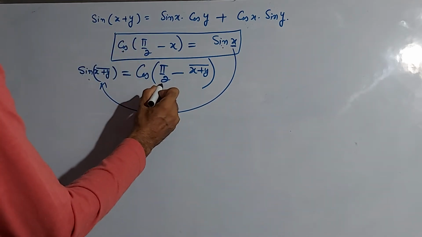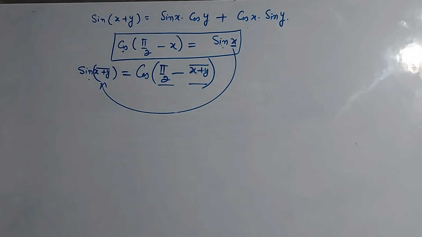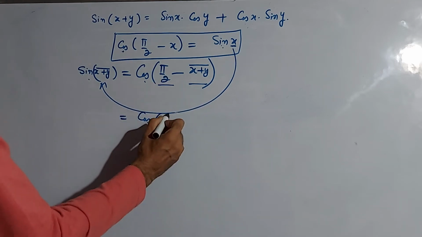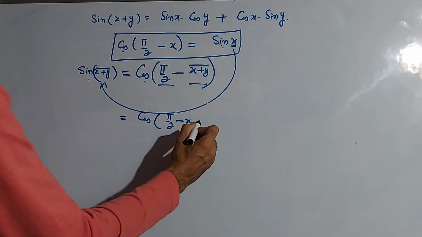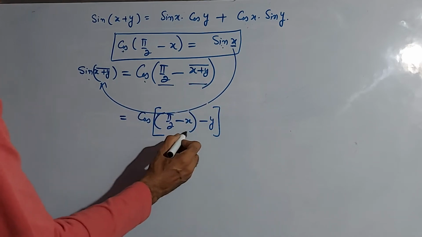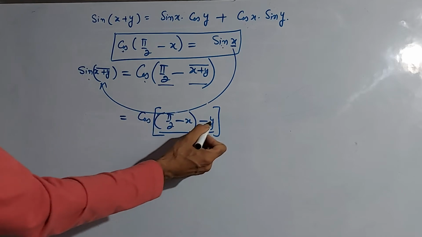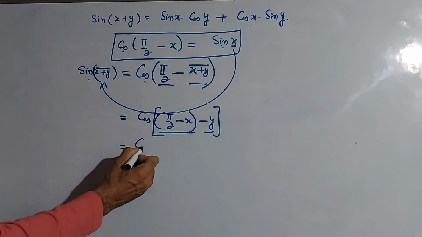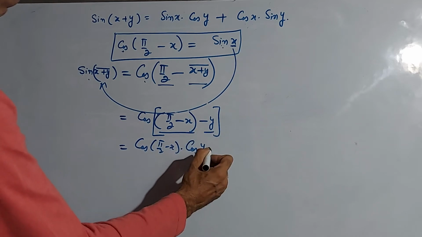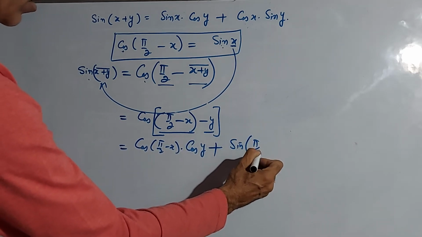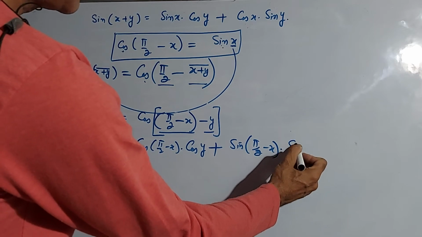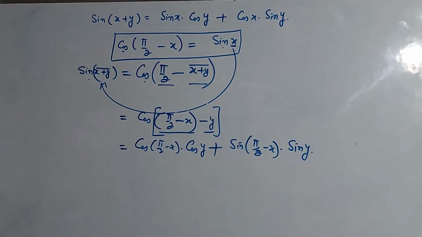Now if we compare this with the formula for cos of x minus y, we will write pi by 2 minus x as the first part, and minus y as the second. We apply the formula: cos of x minus y is equal to cos(pi by 2 minus x) into cos y plus sine(pi by 2 minus x) into sine y. This is the formula here.